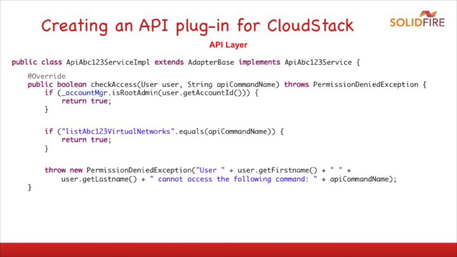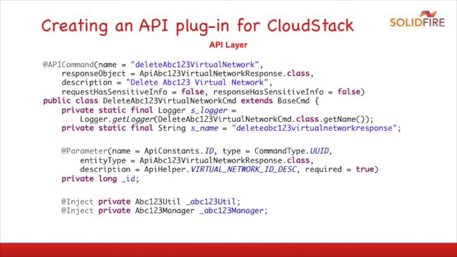All right, so we talked about those command classes, the list ABC123 virtual networks command dot class that we wanted to add to our array list to tell the CloudStack management server that we actually support a command by that name. Now, this is how we actually implement that. And we can see here, so here's the name. Delete ABC123 virtual network command.